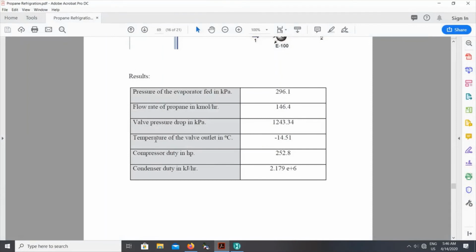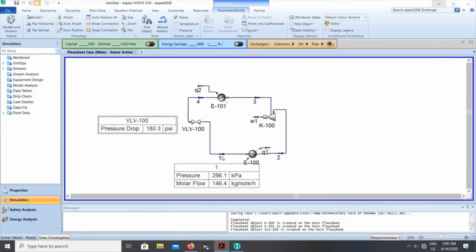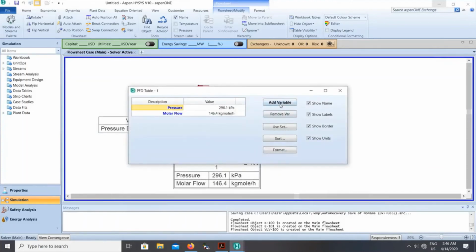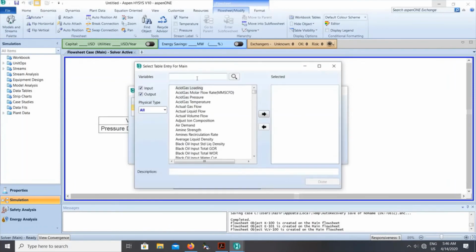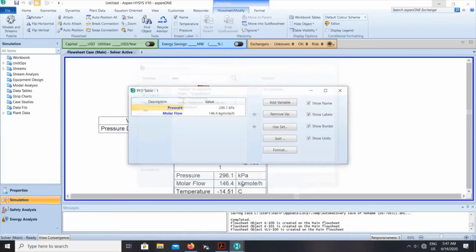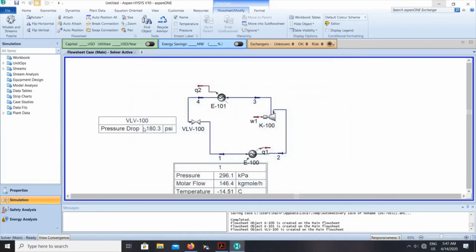And what else do you need? You need the temperature of the valve outlet stream, which is leaving this one. So the temperature will be shown here. Again, this is the inlet, so you can add the temperature here. This will be the same, which is leaving the valve and entering the heater. So let's search for the temperature and add the temperature as well. Okay, so you have all the information here.